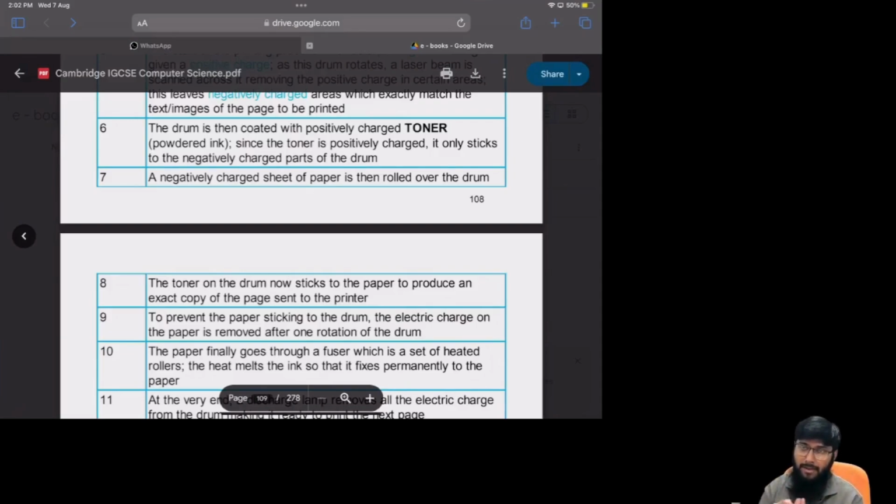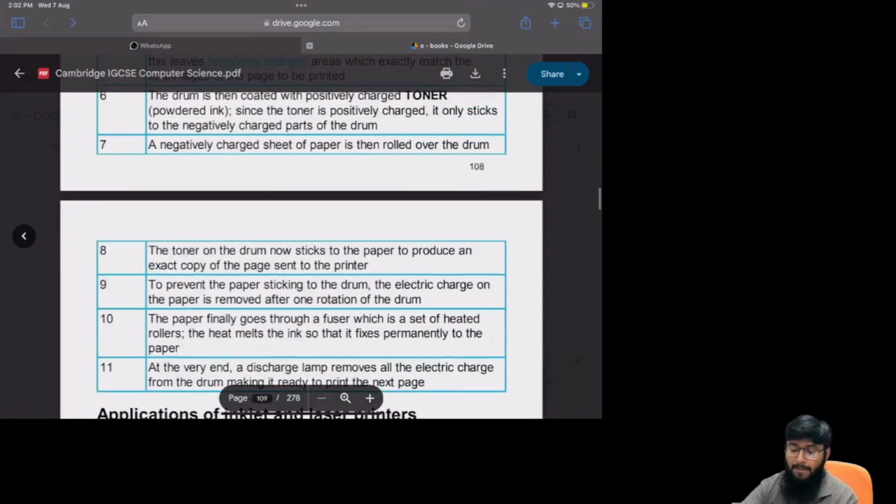So now they will be giving an exact copy of the image or the exact copy of the text that you need. Now to prevent the paper from sticking onto the drum, the charges are removed after one rotation of the drum.